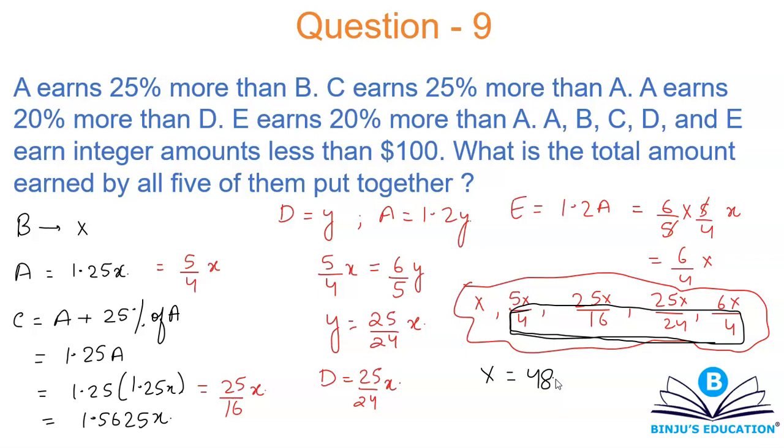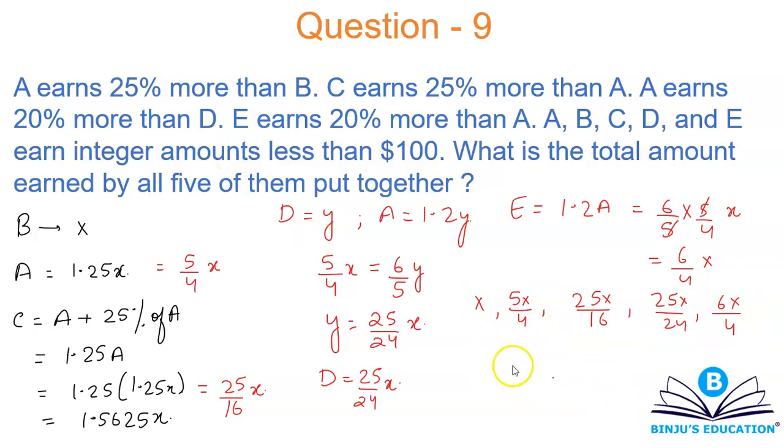Let's plug in 48. So if I plug in 48, so this is 48 only. Then 5 into 48 by 4, so 5 into 12, that's 60. So this is 75, this is 75. And this is 48 by 4 is 12, 12 into 6, that is 72.